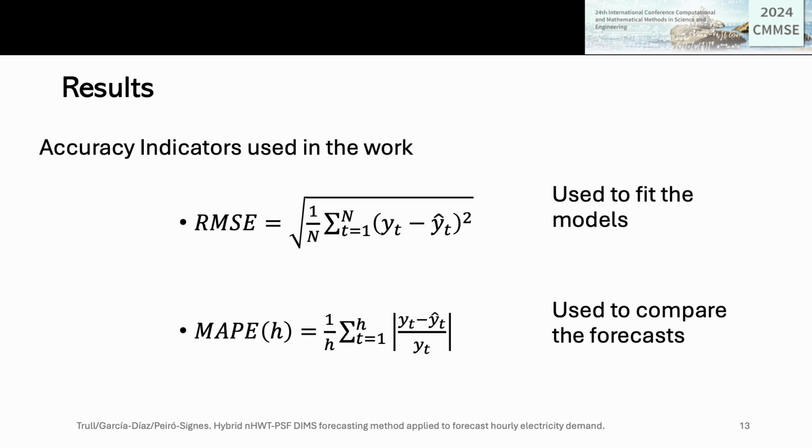The results should be assessed. And the accuracy indicators that we used in the work were, first, the root mean square error, that was used to fit the models. And to compare the forecast produced by the models, we use the mean average percentage error.